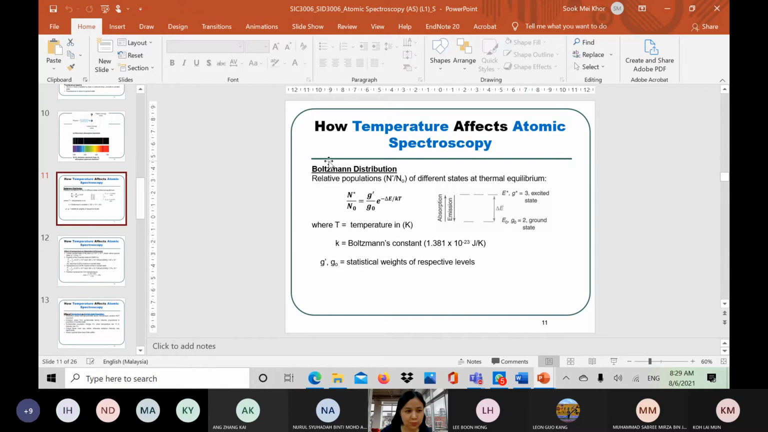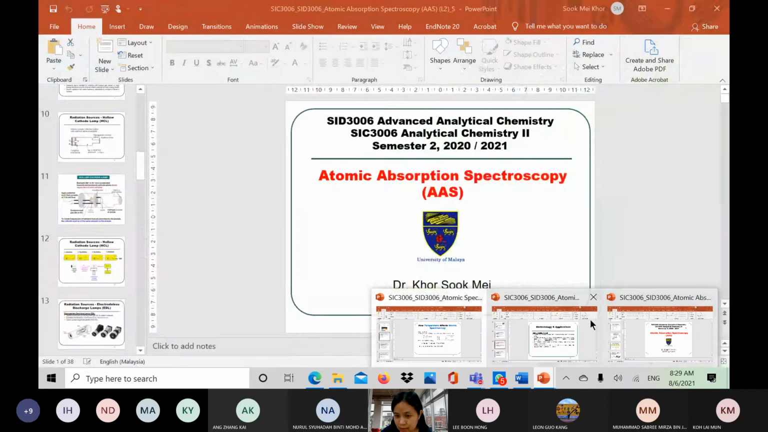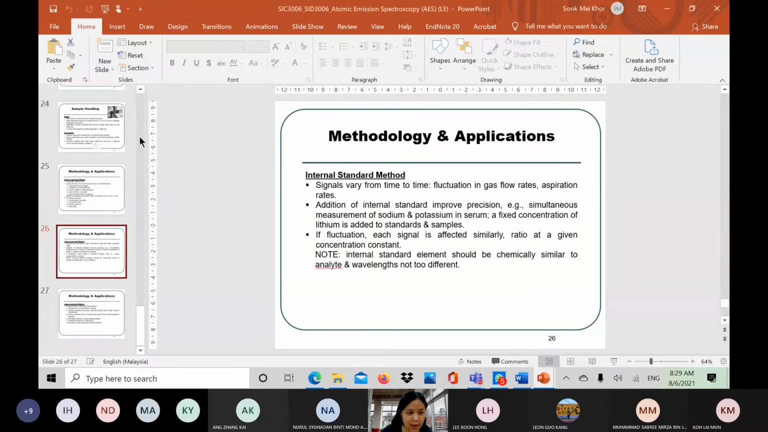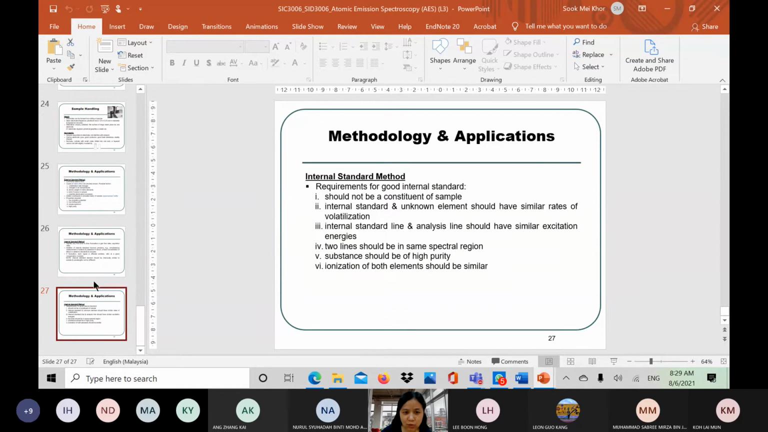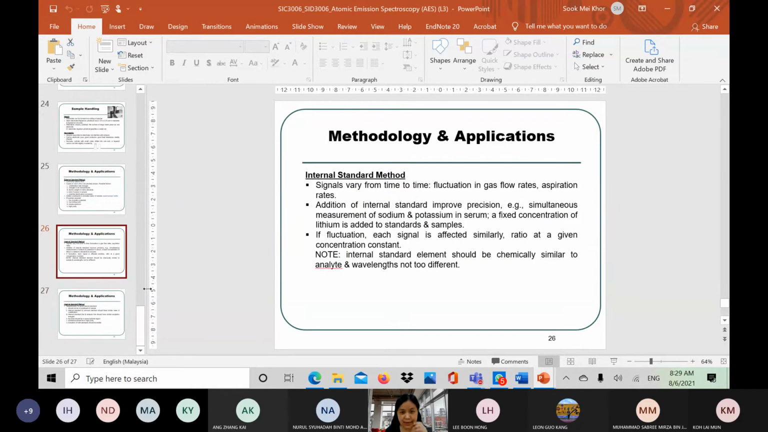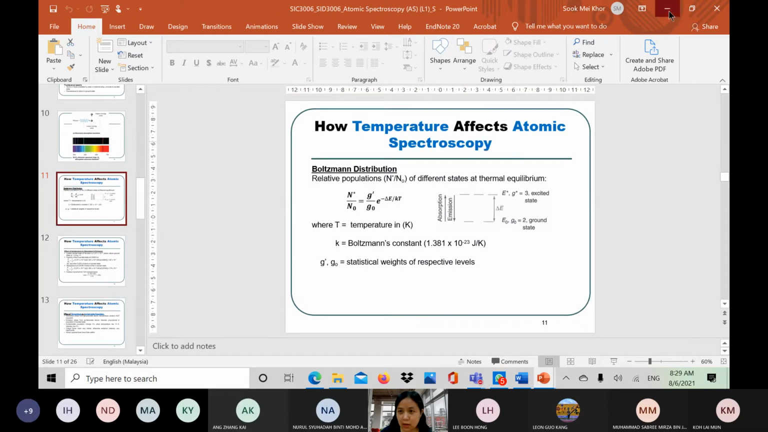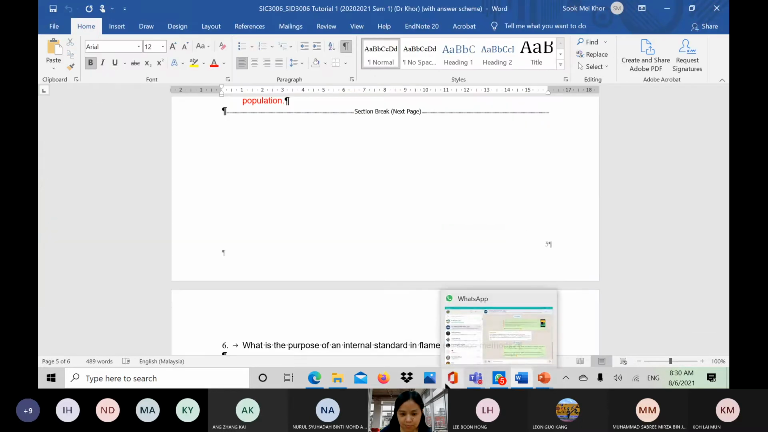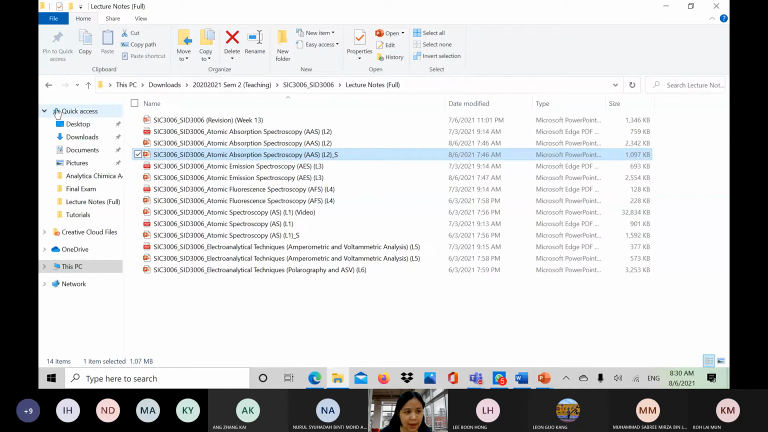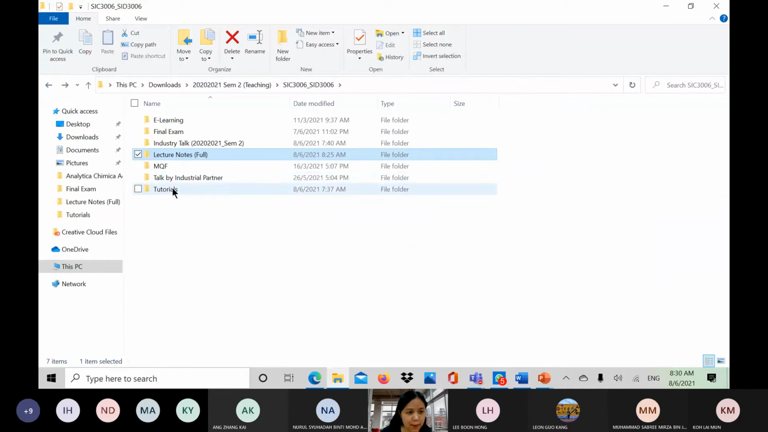And how to solve this problem? So we go to this AES lecture. That is, we have to use the internal standard. In AAS, AFS, we do not use this internal standard. Only in AES, we are required to use this internal standard. So why do we have to use this internal standard? Because when we plot, I have to draw something for you.